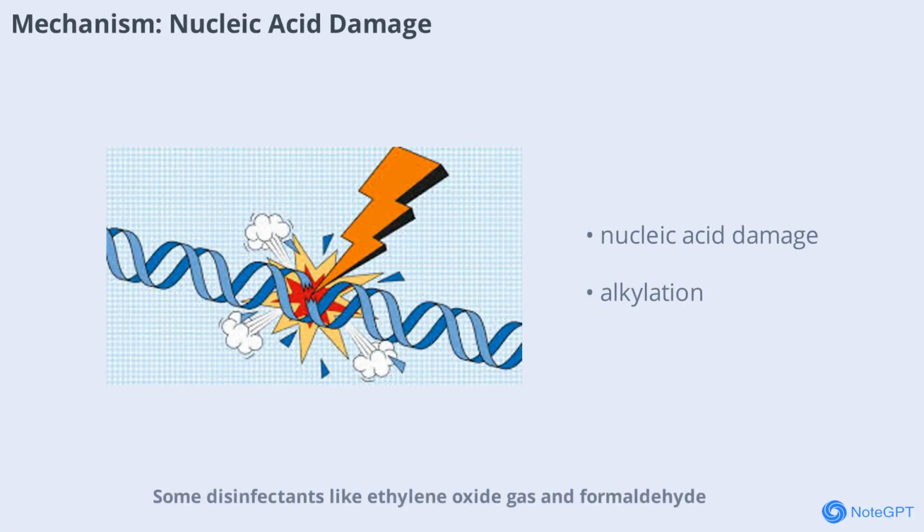Some disinfectants like ethylene oxide gas and formaldehyde act by damaging the nucleic acids of microorganisms. Ethylene oxide has an alkylating effect on proteins and DNA, while formaldehyde causes irreversible changes to amino acids and nucleic acid bases. This mechanism is particularly useful for sterilizing medical equipment that cannot withstand high temperatures or moisture.